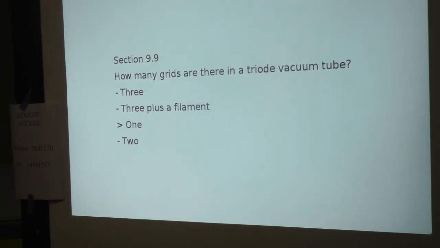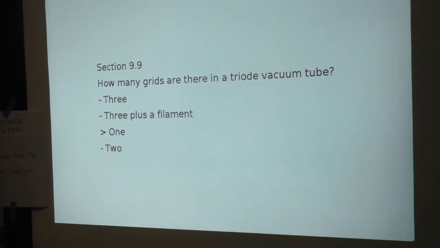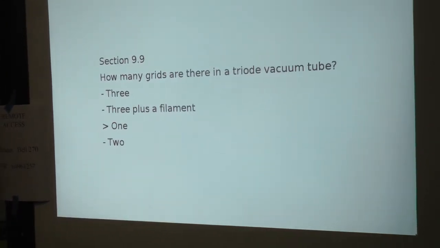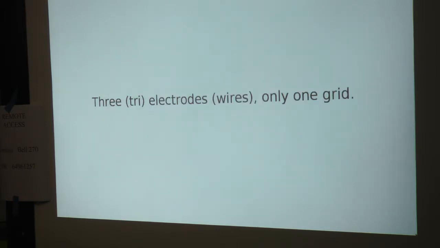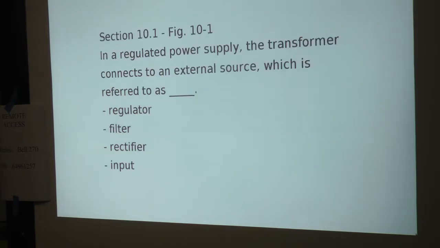It's weird. So, how many grids are there in a triode vacuum tube? Just one. Even though they're using the word triode, the same as with the bipolar, it doesn't mean two, it just means the triode is the three different parts. I see. So the three electrodes, that is just wires, right? One plate, one emitter, one grid.